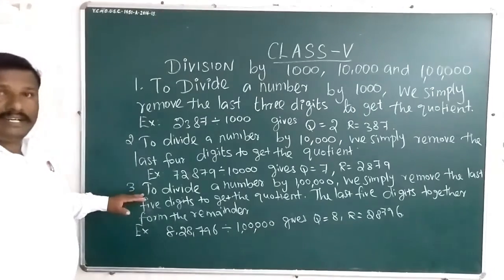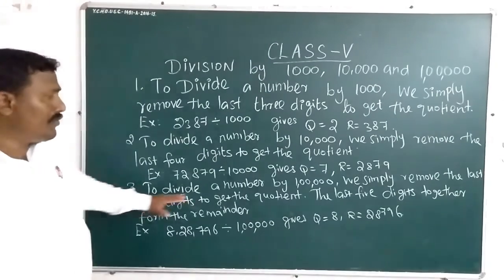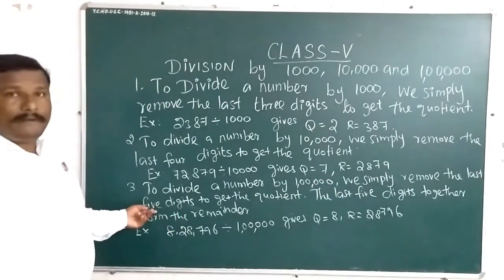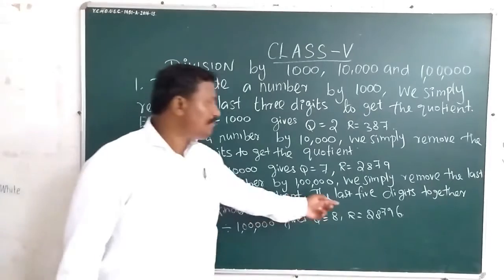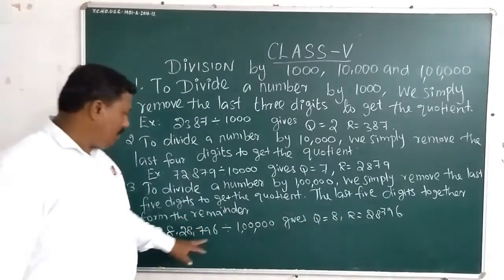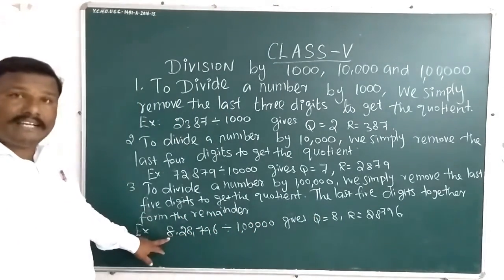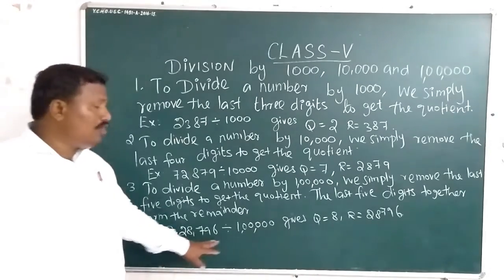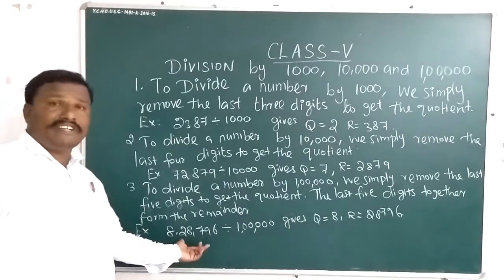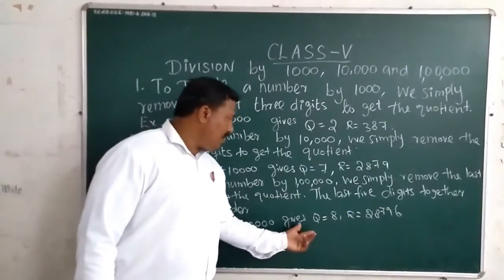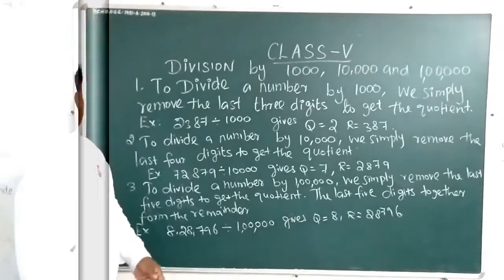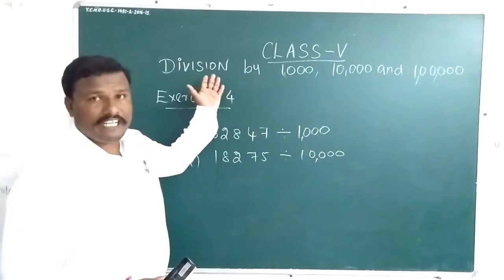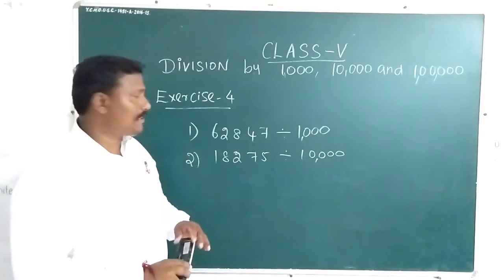Okay, when you divide by 1 lakh, to divide a number by 1 lakh, we simply remove the last 5 digits as a remainder, then the first digits as a quotient. Example, 8 lakh 28,796 is a number. If you divide by lakh, the last 5 digits are the remainder and the first digit 8 is the quotient.